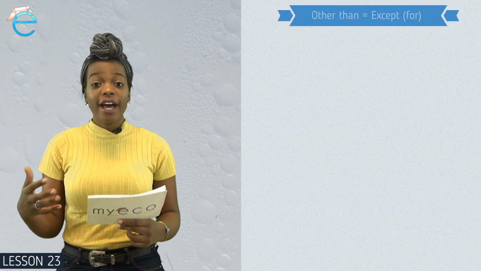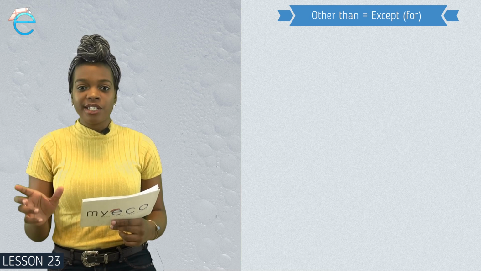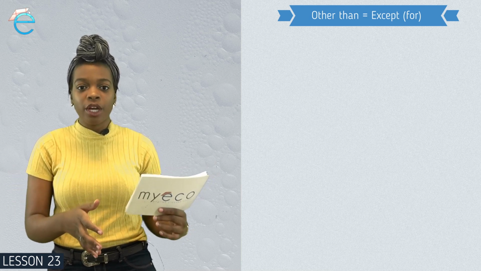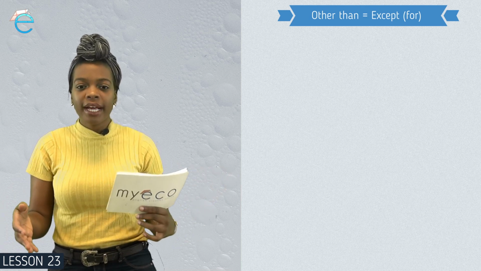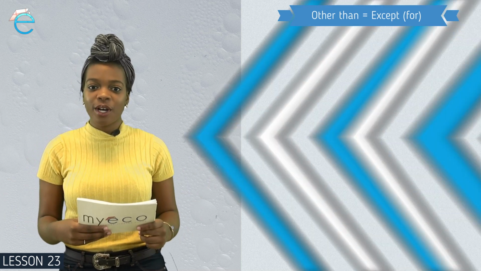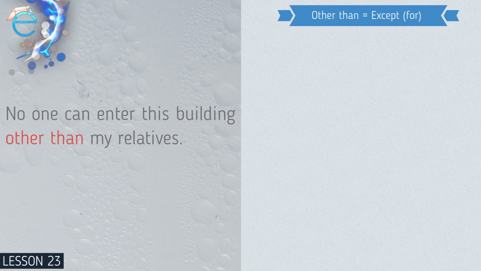We also have other than, which has the same meaning as except for. These two phrases are showing that we are excluding something or separating something or someone from the rest of a group. So we're showing kind of a definition or a distinction between those two groups. Let's have a look at an example. No one can enter this building other than my relatives. In other words, nobody can enter. I only want my relatives to enter. So that is the distinction or definition I have made. Only my relatives are allowed to enter.